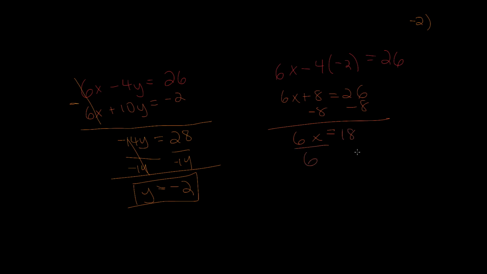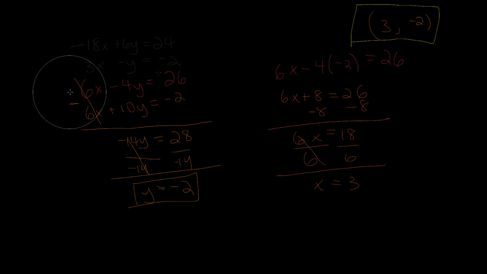And now we're going to divide by 6 on both sides to get our x, and we're going to have x is equal to 3. So that's going to be the x-coordinate of our solution. So (3, -2) is our solution to this one. Let's try solving one last one.